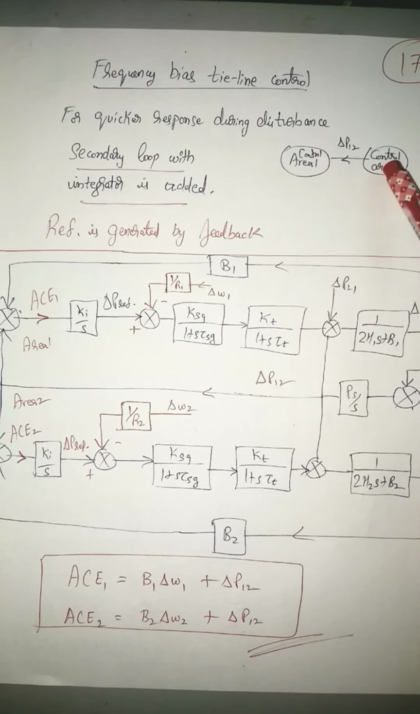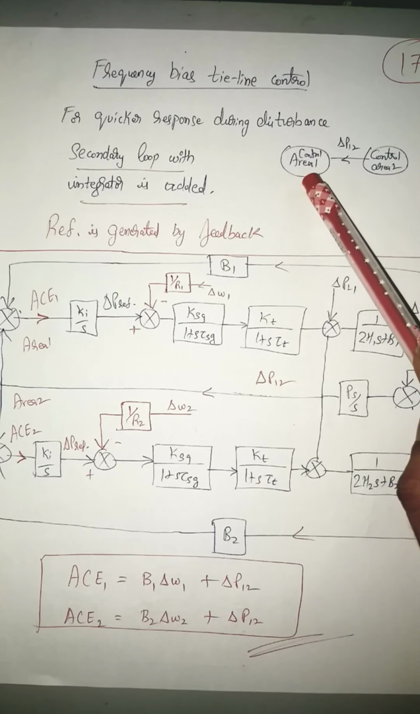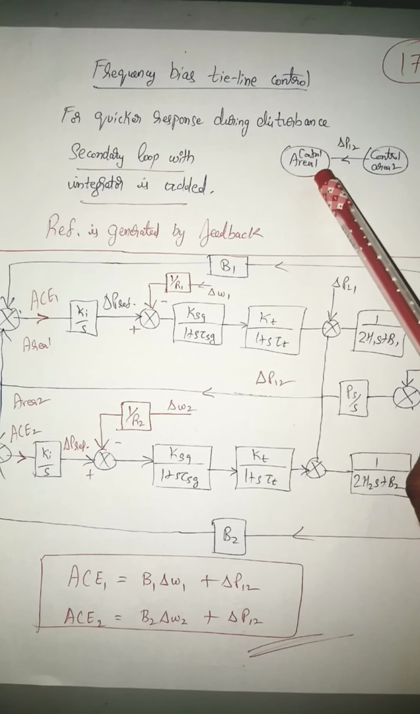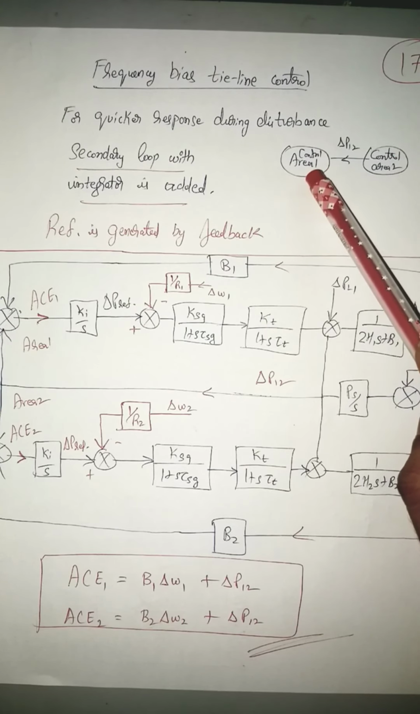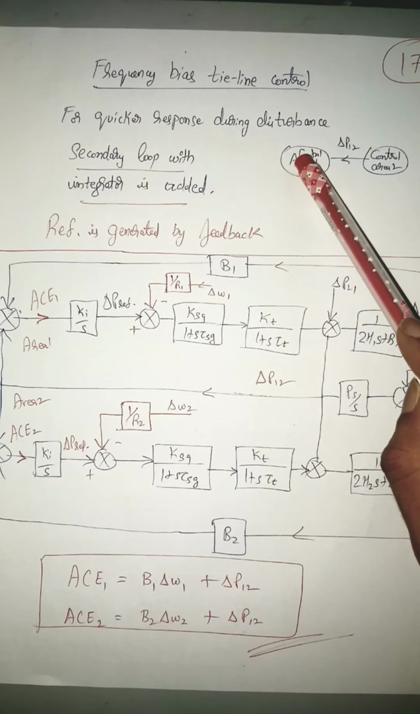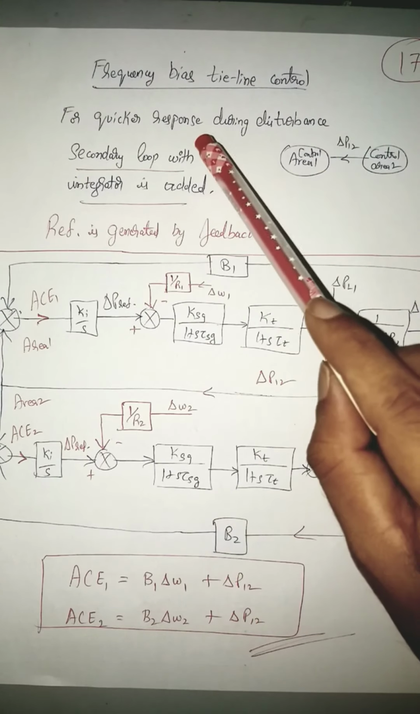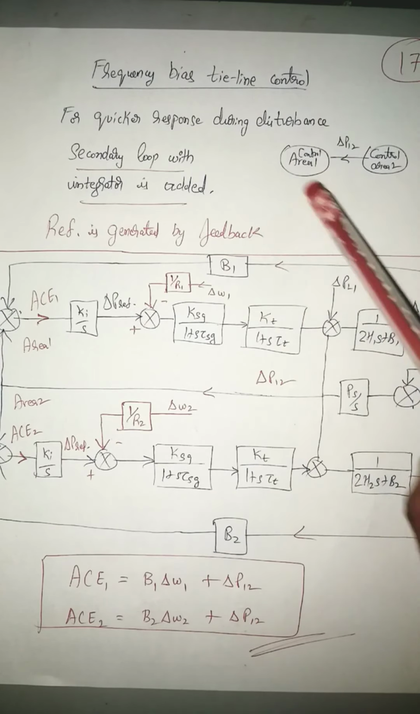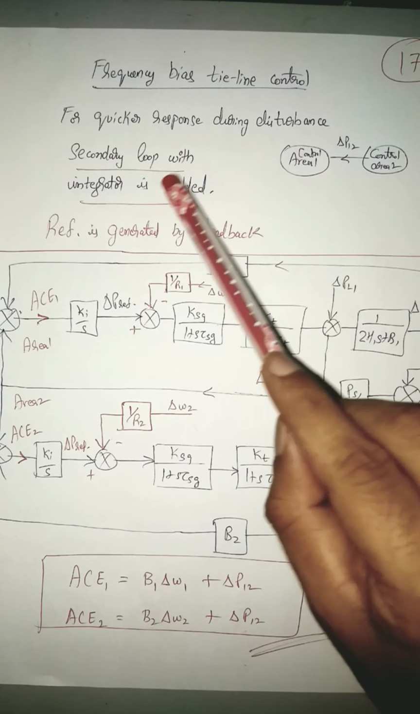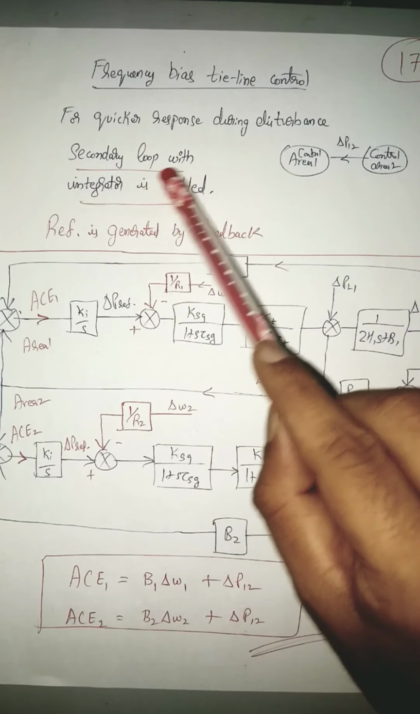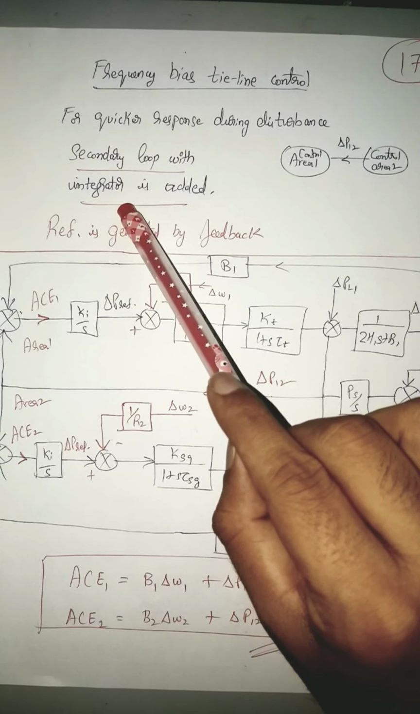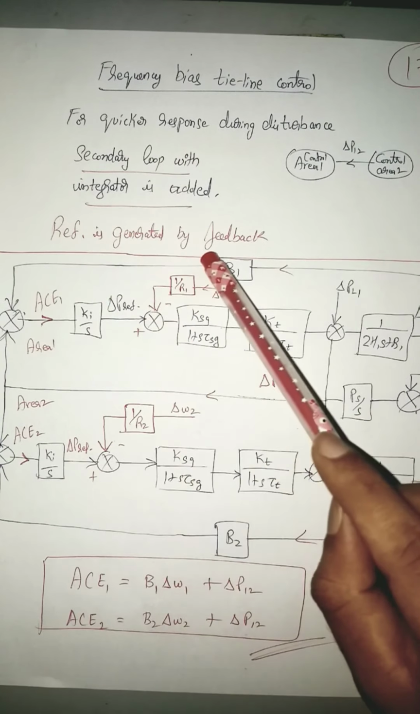Since both the systems are interconnected, frequency drop will be there in both the areas. Now there is an insufficient generation in area 1 because the demand has increased. To meet that demand, the generation will be partly increased in area 1 and remaining will flow from control area 2 to control area 1. That is nothing but your tie line power flow delta P12. Now, as I told you, for quicker response of this particular operation during the disturbance, we need to include secondary loop along with integrator. We'll be using an integrator block so that the reference is generated by feedback.